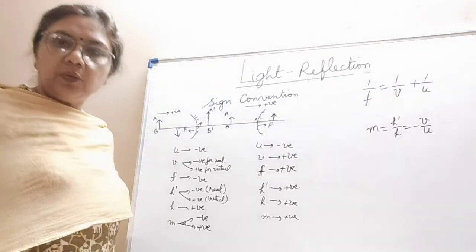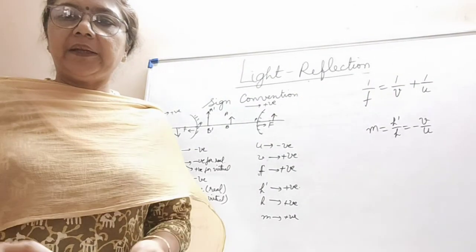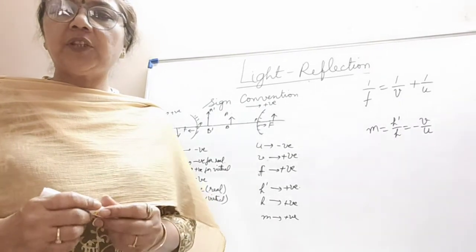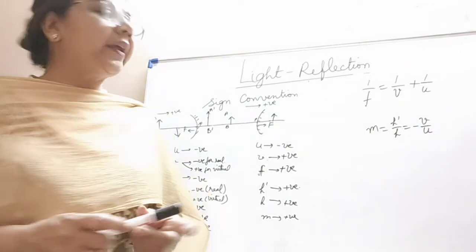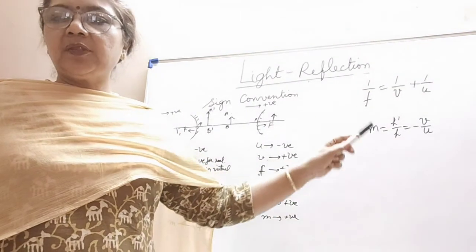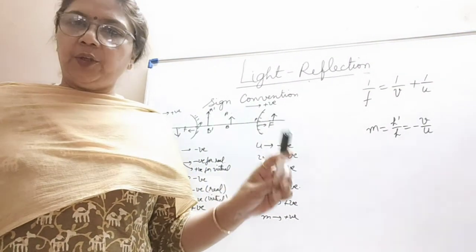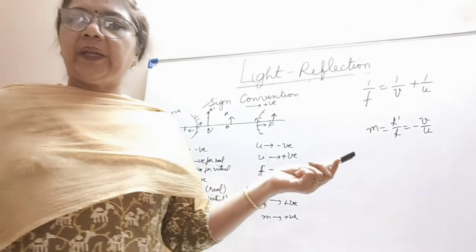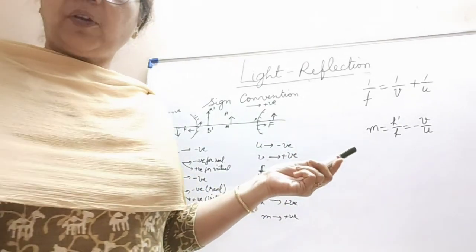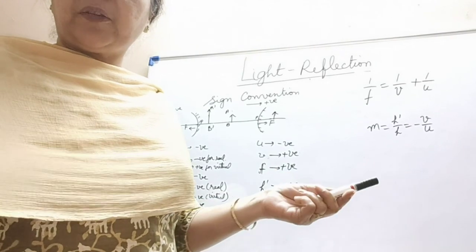Now from this notation, that is, what the sign conventions are and which type of sign we have to take, with the help of the formulas we'll solve some numericals. The numericals which are given as examples, you can do yourself. I will do the numericals which are given in the exercise at the back of the chapter. Okay.